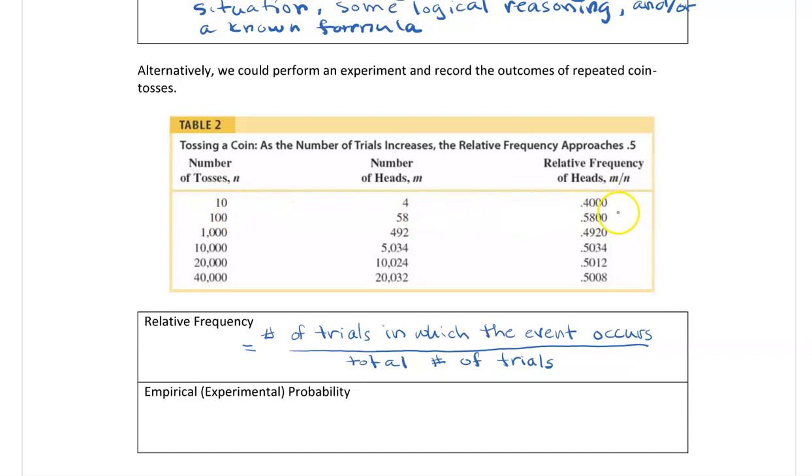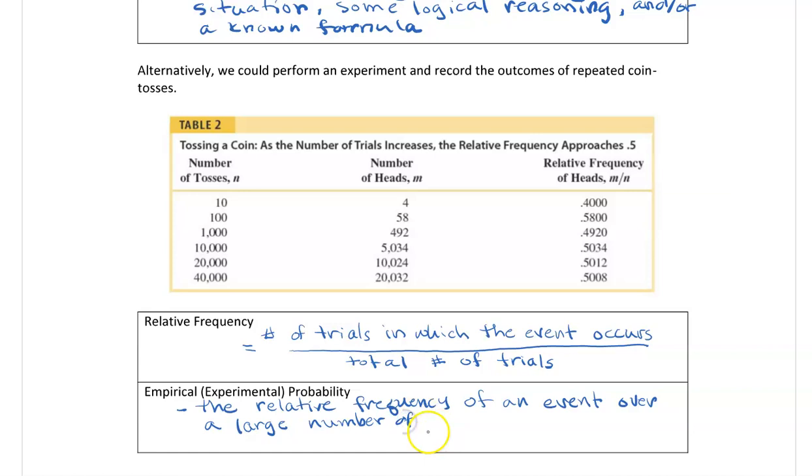There's something else called empirical probability. We talked about theoretical probability; this is an example of empirical probability. Empirical probability is based on observation. We can define empirical probability to be the relative frequency of an event over a large number of trials.